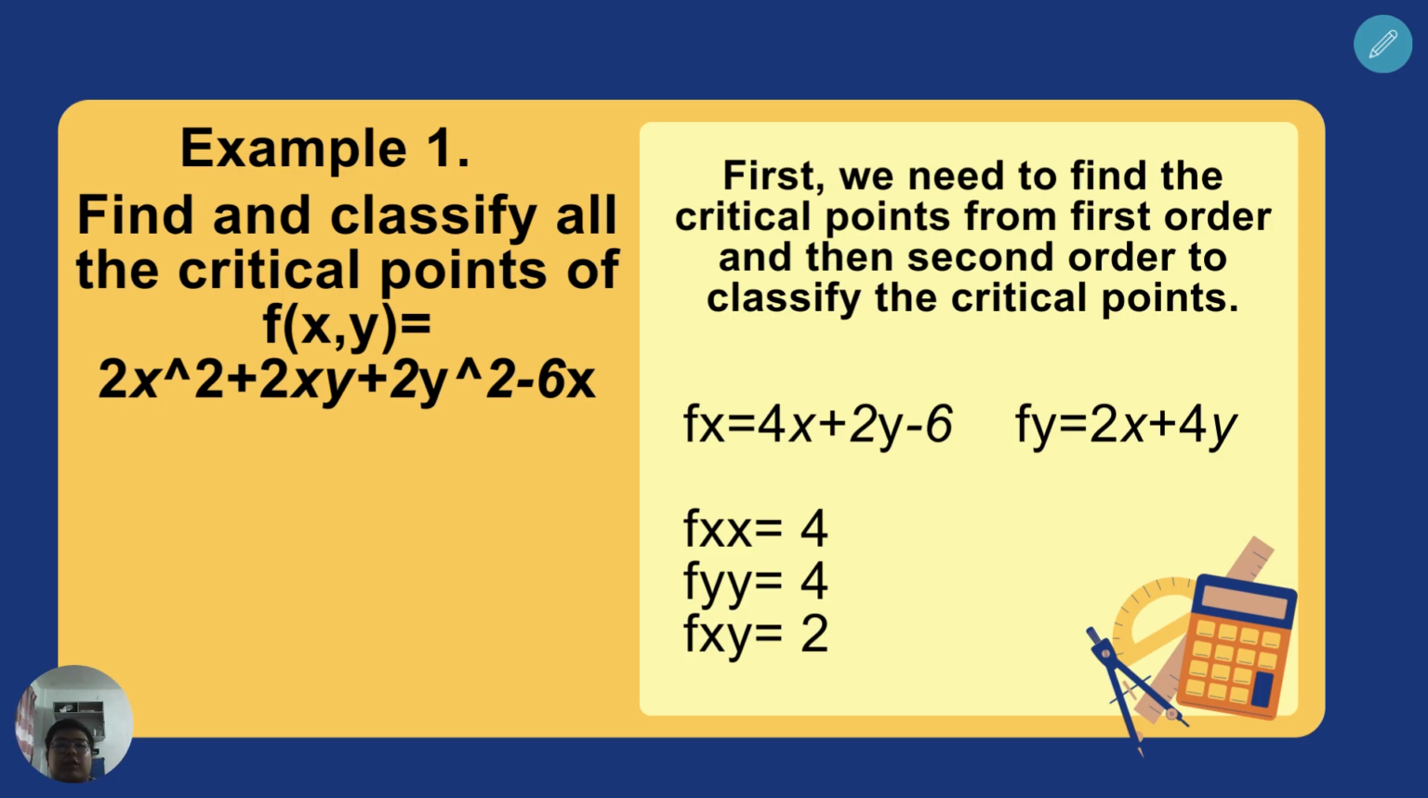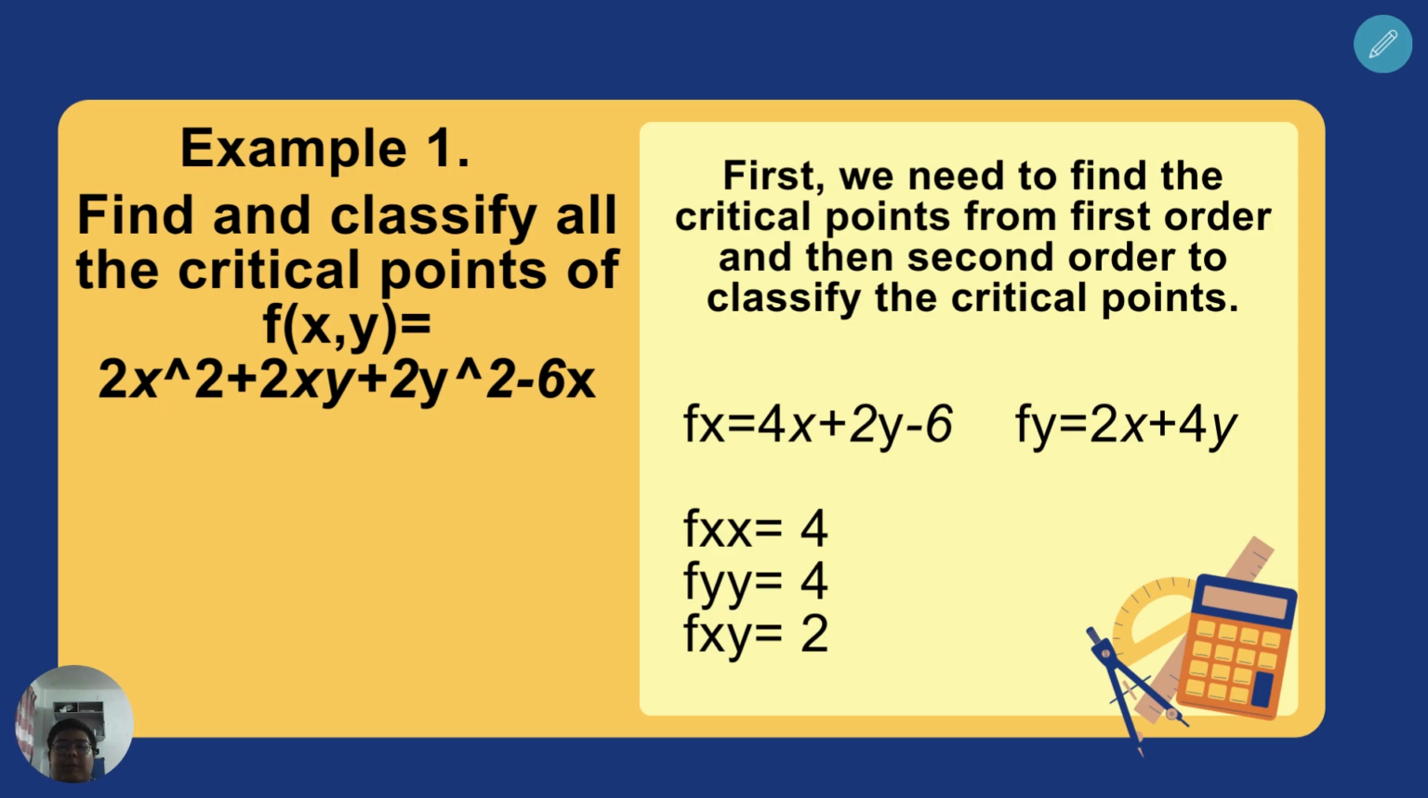Okay, let's see an example. Example 1. Find and classify all the critical points of f(x,y) equal to 2x squared plus 2xy plus 2y squared minus 6x. First, we need to find the critical point from the first order, then the second order to classify the critical point. So first we differentiate f(x,y) to get fx equal to 4x plus 2y minus 6. Next, fy is equal to 2x plus 4y.